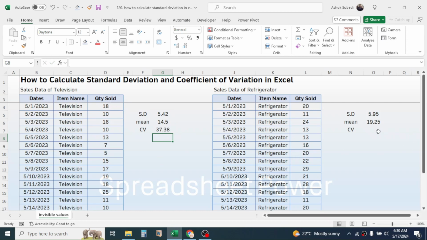Now if you calculate the coefficient of variation for the second data, press equal to, click on the standard deviation divided by its mean multiplied by 100. So here the coefficient of variation of the sales of the refrigerator is less than the CV of sales of television. Now we can say that the dispersion in sales of refrigerator is less than the dispersion in sales of television. So this is the way of calculating and interpreting the result of standard deviation and coefficient of variation in Microsoft Excel.